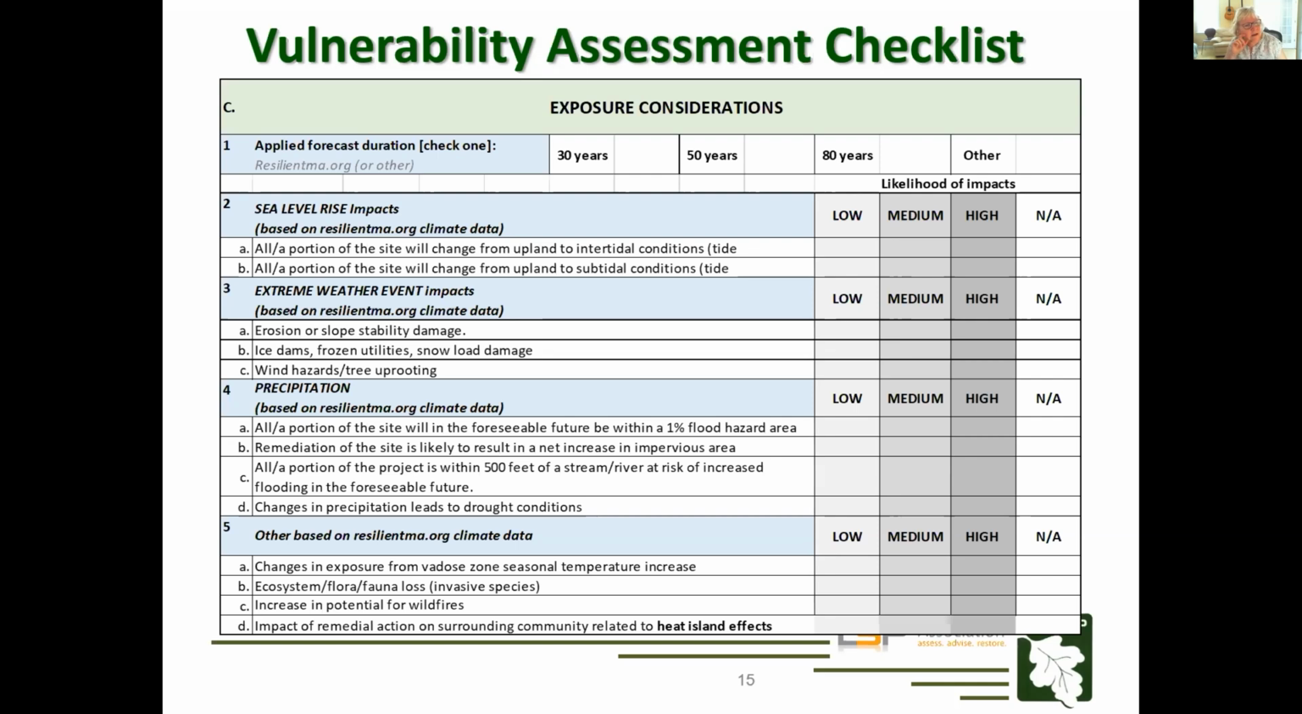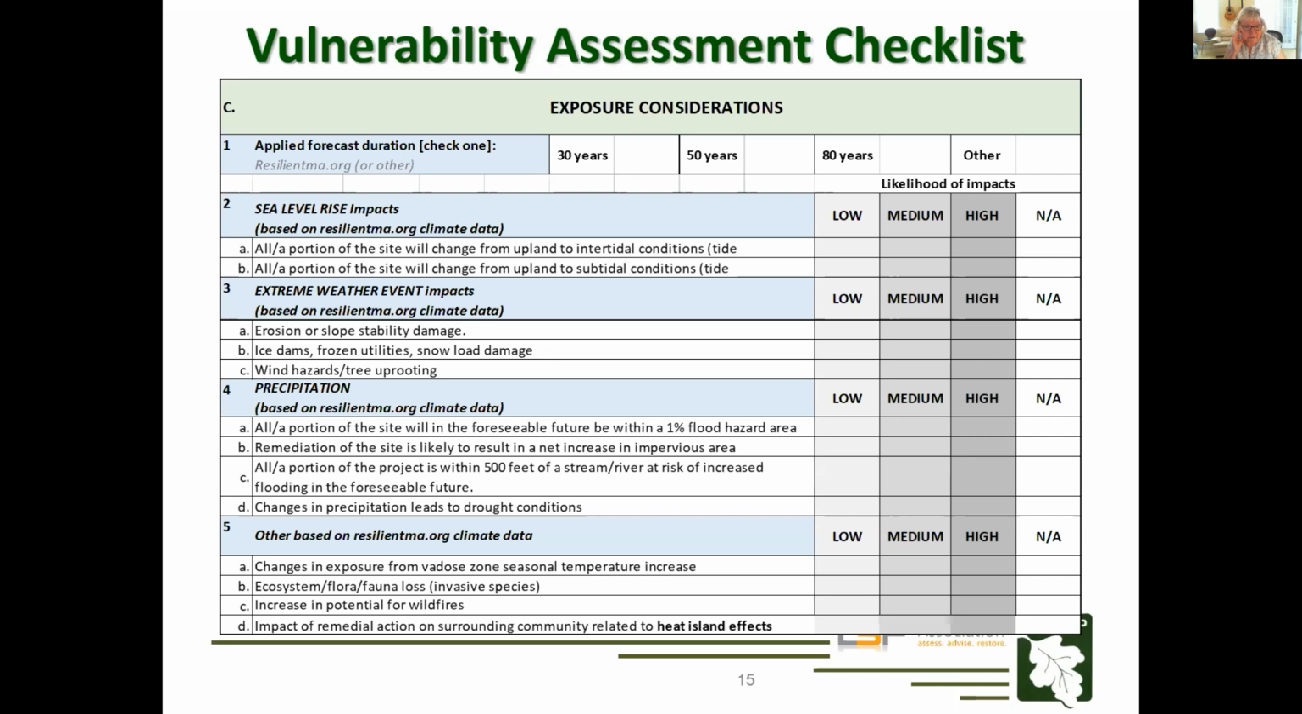So sea level rise impacts, extreme weather events, precipitation events, and then other, mostly temperature related types of potential impacts that you could see at a waste site. You may wonder where you get this information, and there are tons of resources at the end, but the primary source of information for all of this is Resilient MassDEP. For example, if you want to know if all or a portion of your site will change from upland to intertidal because of sea level rise, you can go to Resilient MassDEP or find the appropriate figures from the models being used by the state and plug it in, and it will show you what the future will look like.